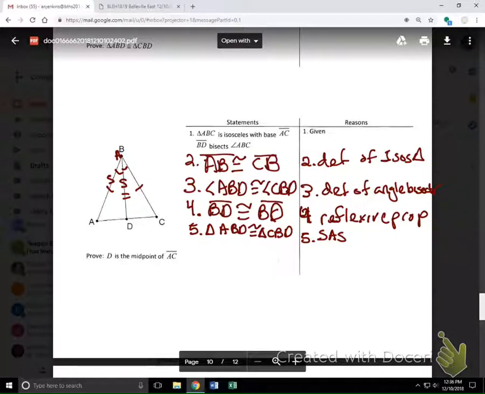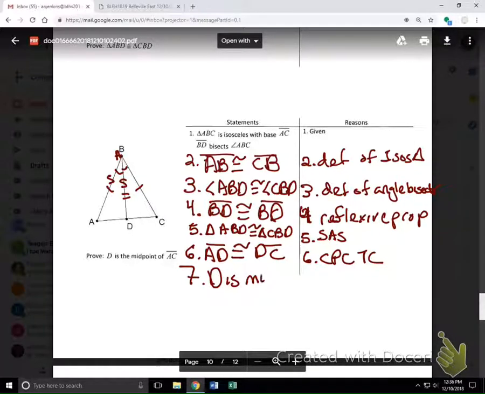And now we want to show that D is the midpoint. So to show that it is the midpoint, we need to show that AD is congruent to DC. So I can say that segment AD is congruent to segment DC by our favorite CPCTC. And then 7, we can say that D is the midpoint of AC. And we can say that by definition of midpoint.